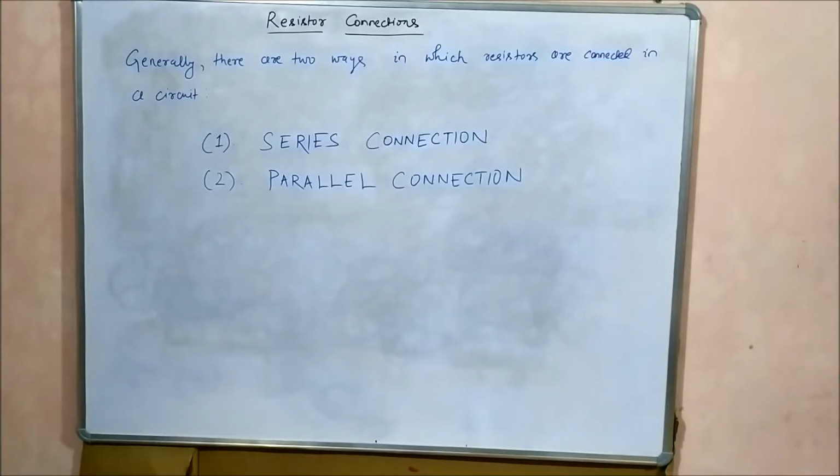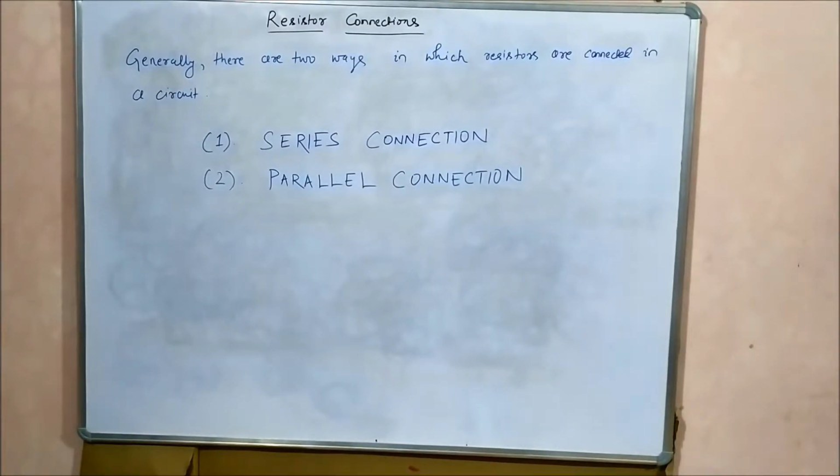Okay, so generally there are two ways in which resistors are connected in a circuit. Two ways. First is series connection, second is parallel connection. Now most of us have studied series and parallel connection in class 10, high school level. But still I am discussing this topic so that we go about discussing the basic concepts related to circuit theory in a systematic way. No matter how basic and simple the topic is, we are going to cover it.